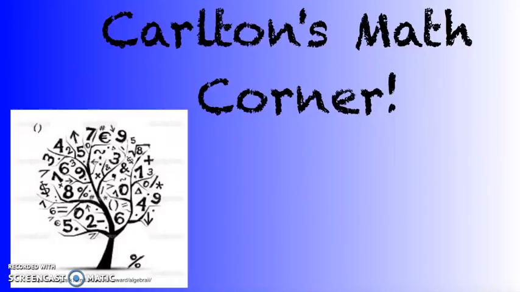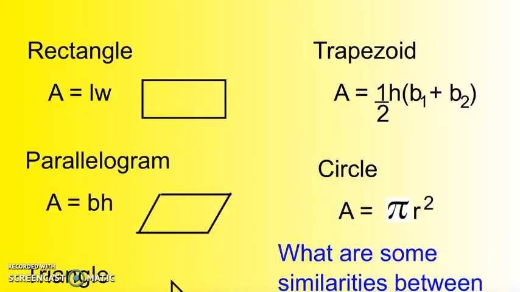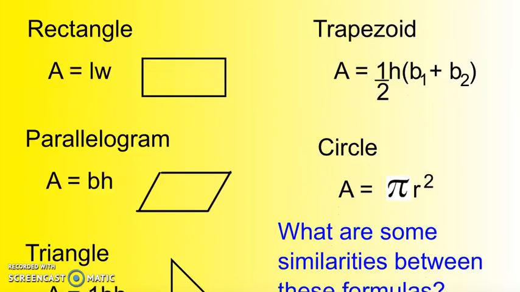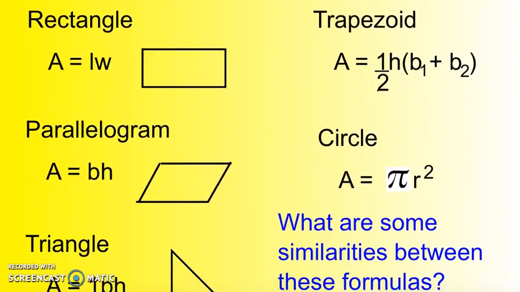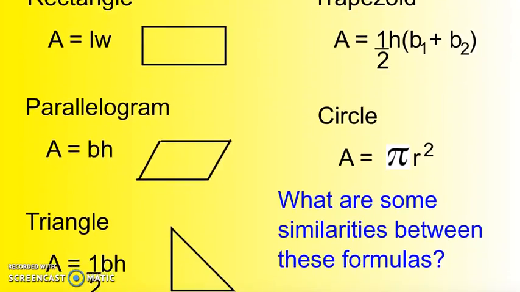Today we're going to be talking about the area of a composite figure. At this time, please make sure that you have your math journal as well as your vocabulary packet. First of all, let's look at some formulas that we have already learned, and I want you to notice any similarities between them. Do you notice anything that is similar between all of them?